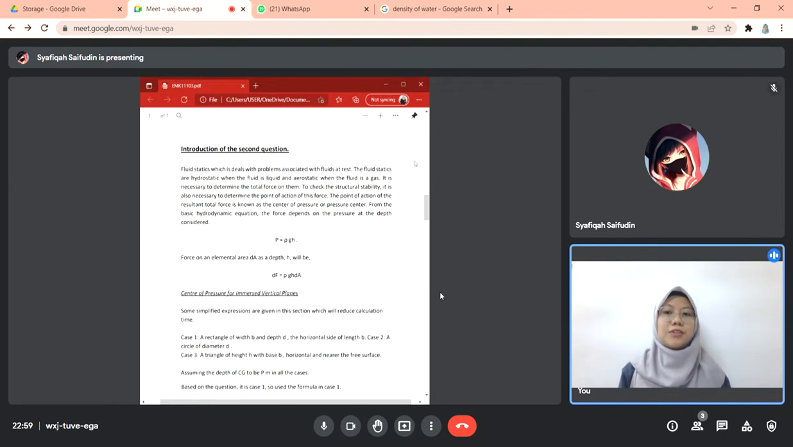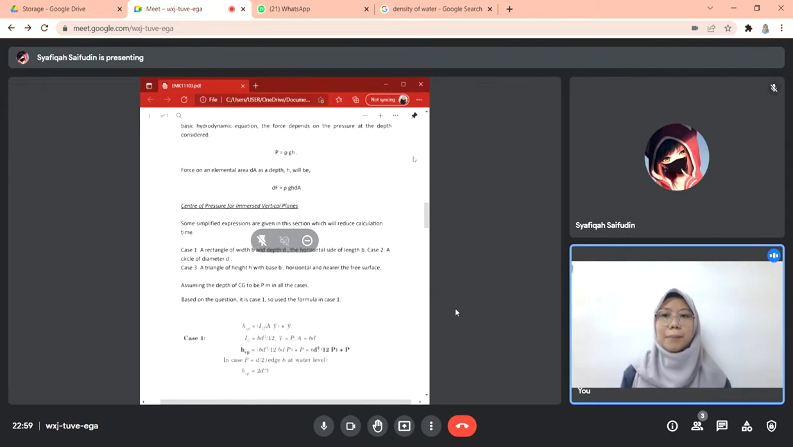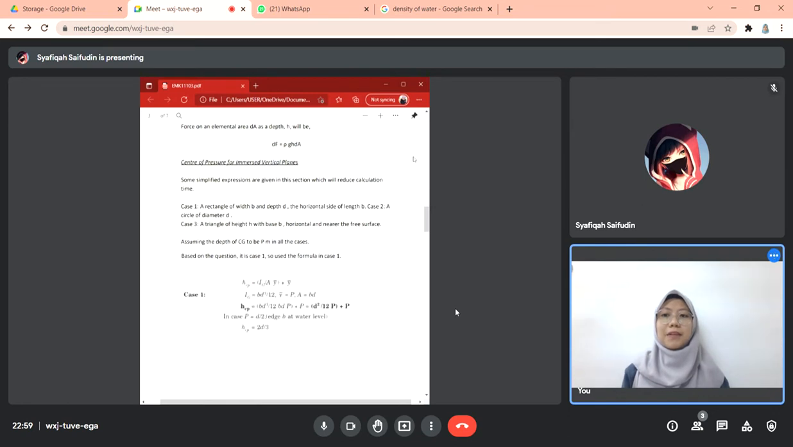From the basic hydrostatic equation, the force depends on the pressure at the depth considered. So the formula is P equals rho g h. g is known as gravity, h is the height. So the center of pressure for an immersed vertical plane. Some simplified expressions are given in this section, which will reduce the calculation time.